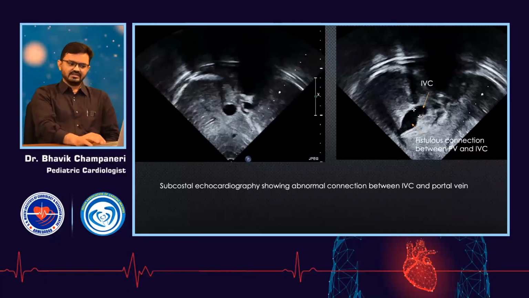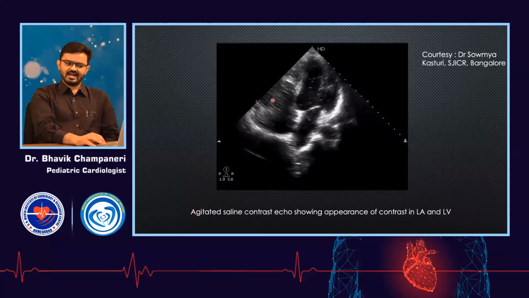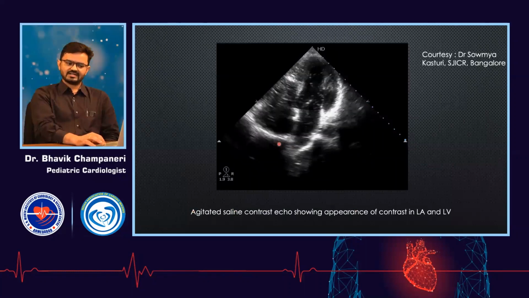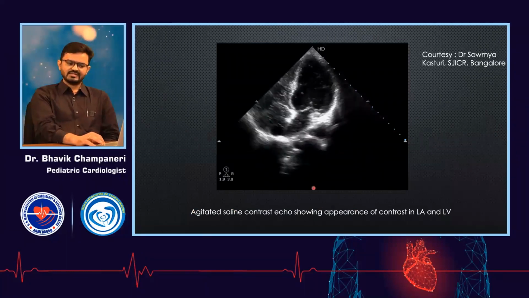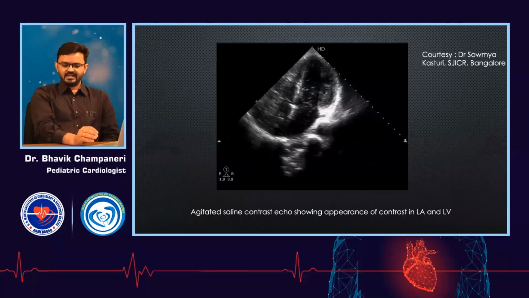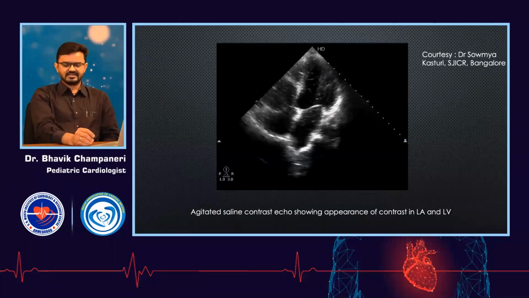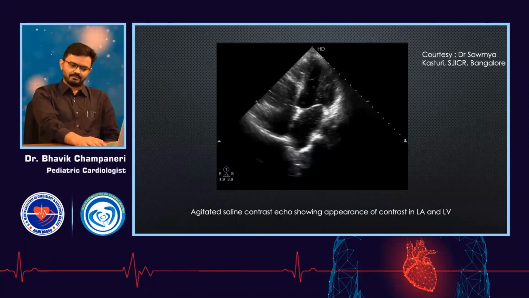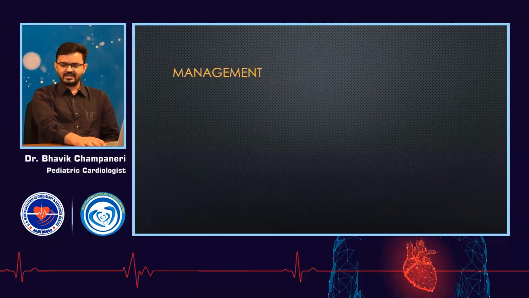This is an echo image showing agitated saline contrast. Contrast appeared in RA, RV, and after 2 to 3 cardiac cycles, it appeared in LA, LV. As you can see, contrast in LA. So this usually never happens. Contrast will never appear in LA. If it appears, that means this patient is having pulmonary AVM, and that is an indirect evidence that this patient may have CPSS possible.